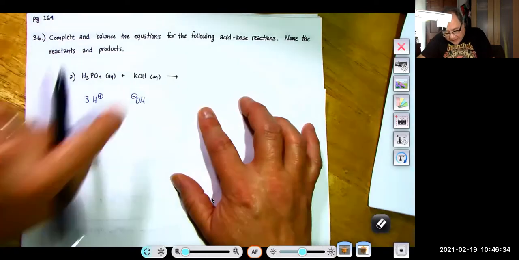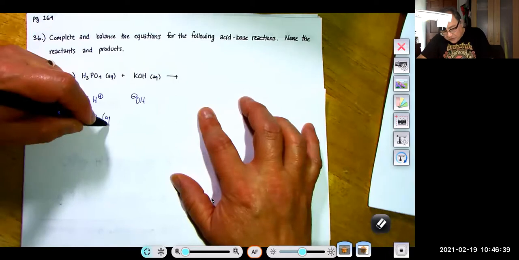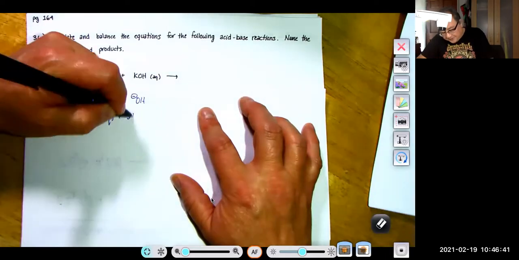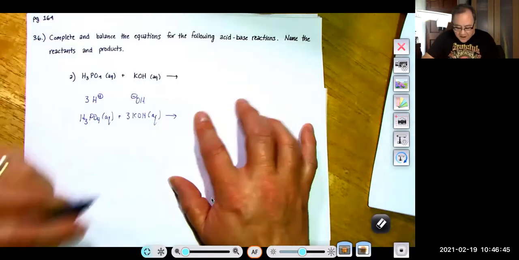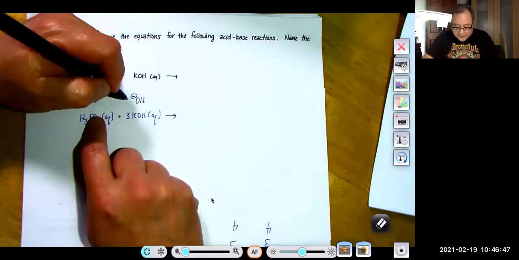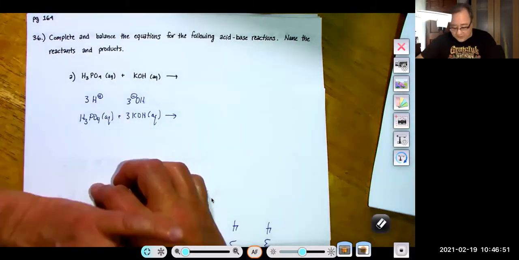So to do that, I'm going to write 3 KOHs. Now, if I have 3 of these and 3 of these, how many waters am I going to make? 3.